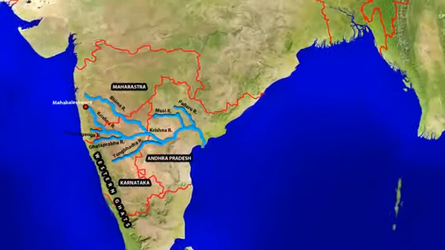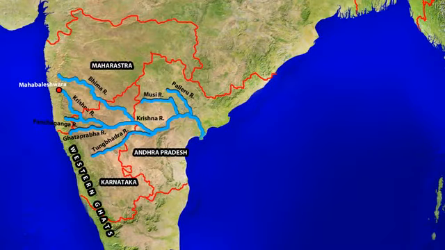The Krishna. The Krishna rises from a spring near Mahabaleshwar in the Western Ghats. It is joined by its left bank tributaries such as Koyna, Ghat Prabha, and Bhima, and the right bank tributaries include Musi, Paliru, Panchganga and Tungabhadra rivers. Flowing through Maharashtra and Karnataka, it finally enters Andhra Pradesh and drains into Bay of Bengal.